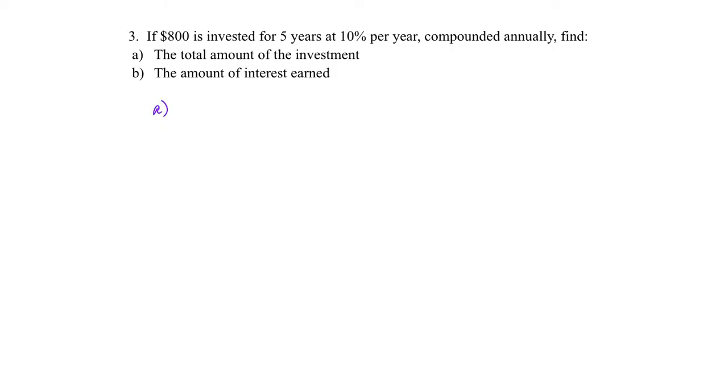Problem A asked me to find the total amount of the investment. And lucky for me, I have a formula that allows me to deal with compounded interest that allows me to find the amount. My formula is my amount is my principal times 1 plus I to the exponent n. There's my formula. Let's plug in all of our information.